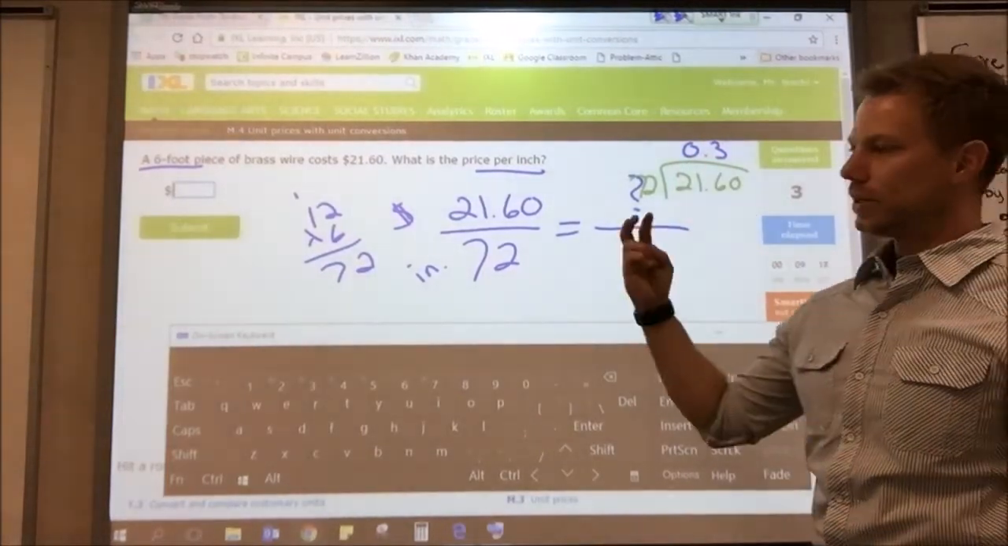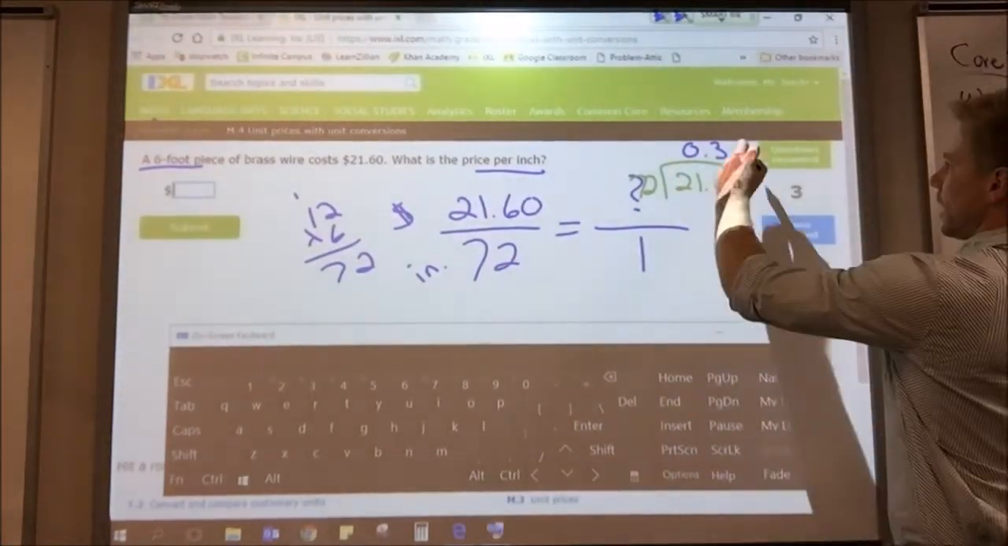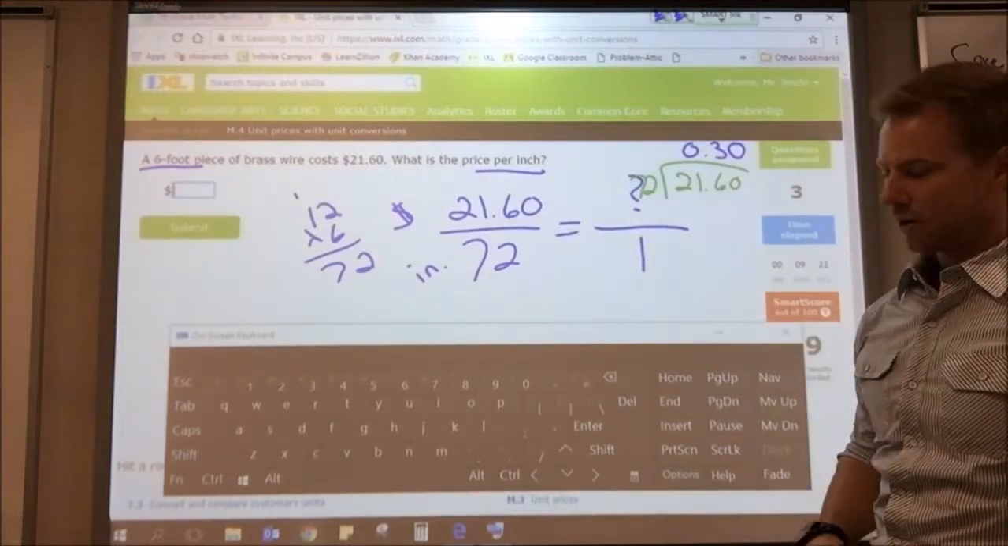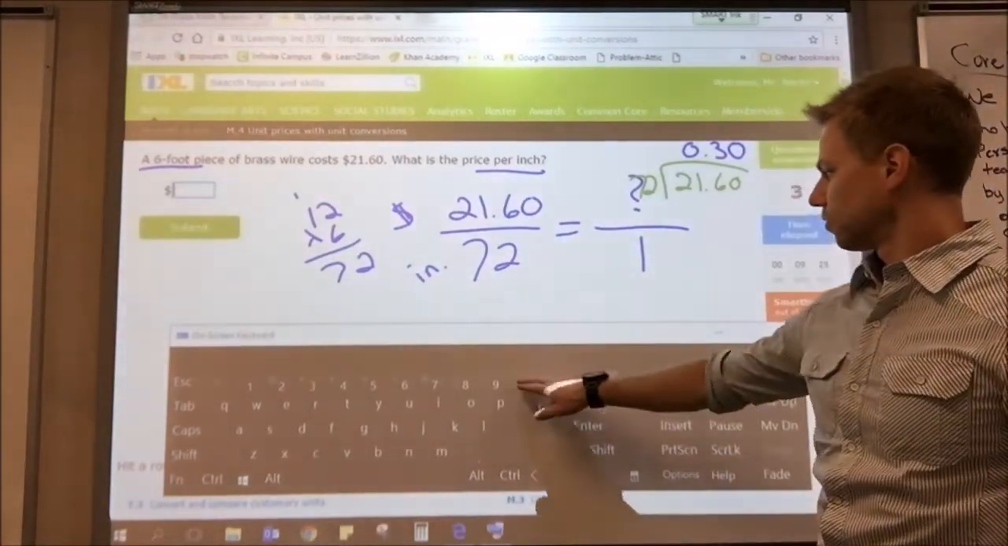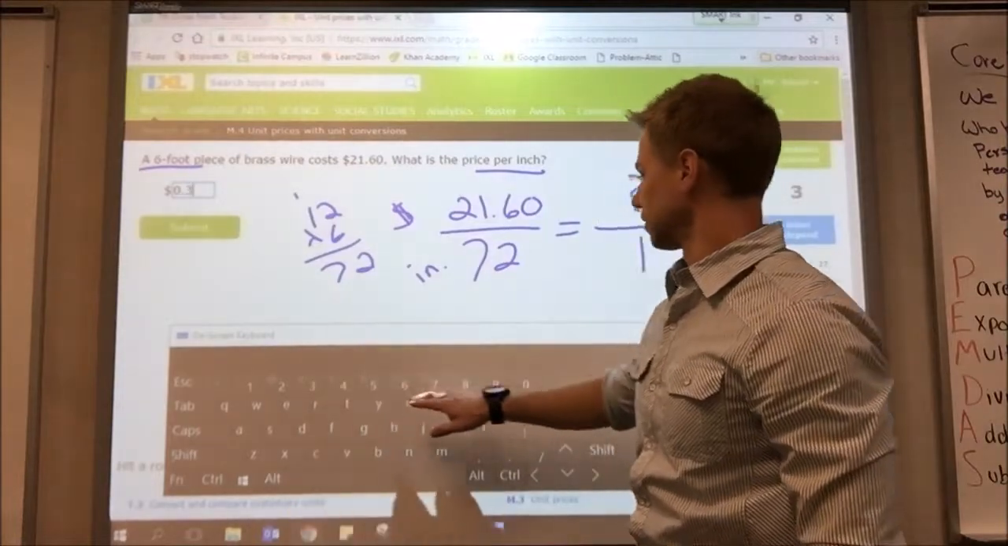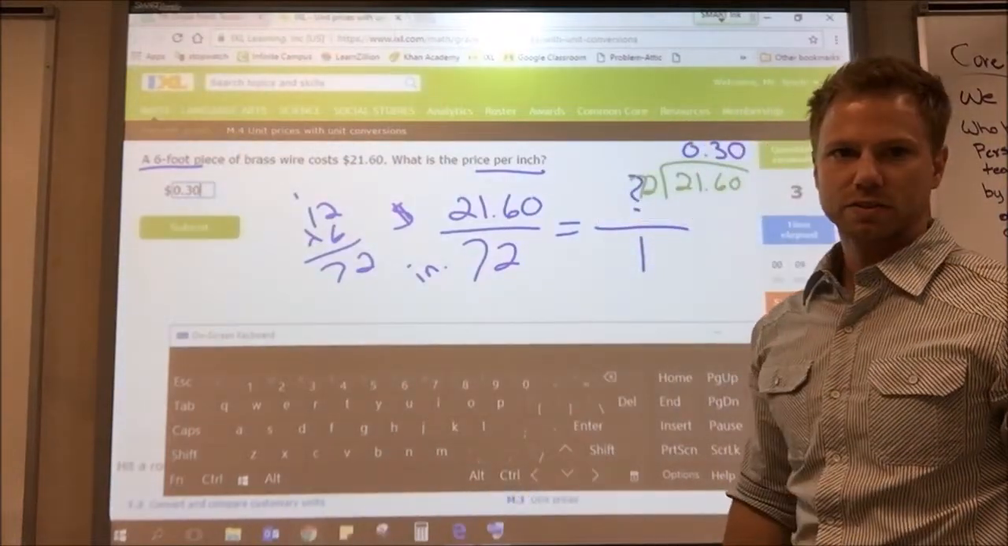Okay, and with money, you always need 2 decimal places. So behind the 3, since there's nothing there, there's actually a 0. So that would be 30 cents. So it's 30 cents per inch.